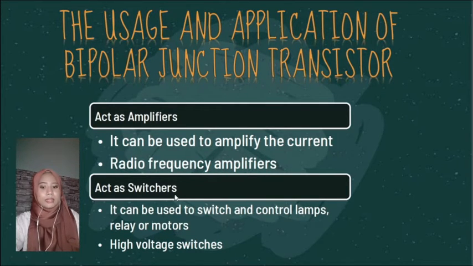Next, this is the transistor that acts as a switcher. The bipolar junction transistor is also known as a switcher because no current can flow in the collector circuit in a transistor unless a current flows in the base circuit. The transistor can be switched, that is, turned on or off by changing the bias.